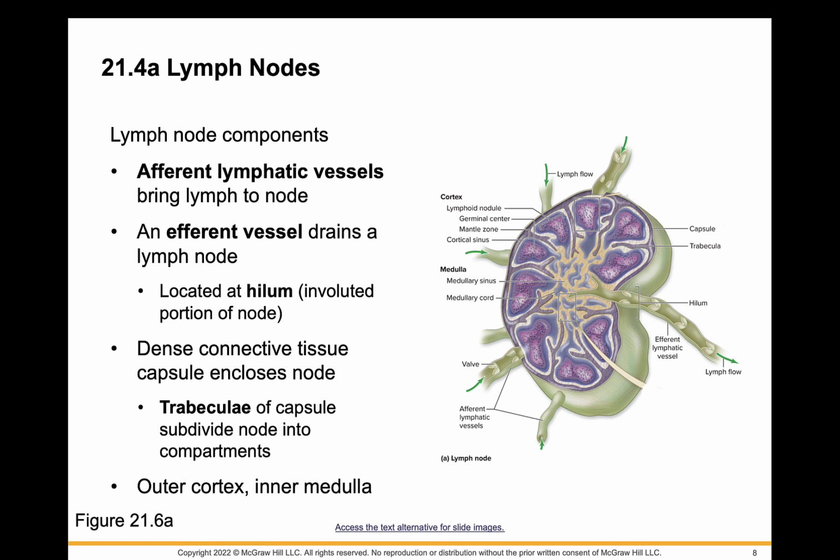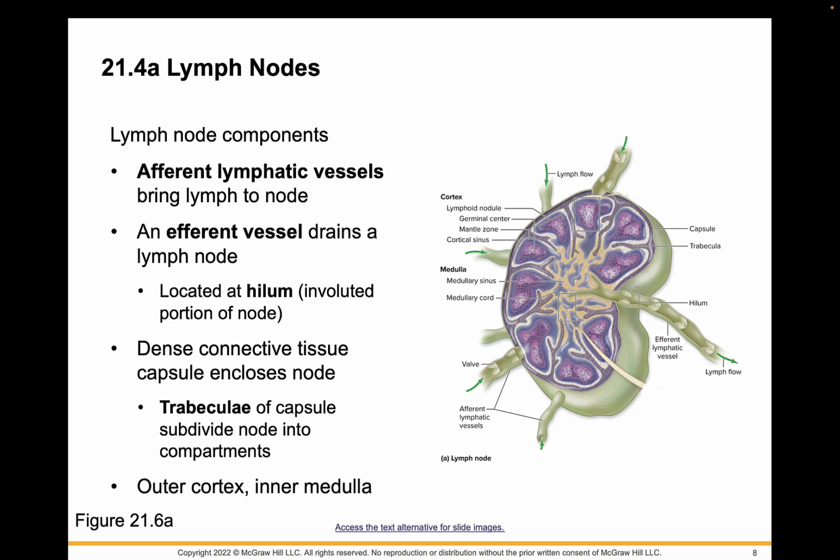You'll notice that there are many afferent vessels actually bringing lymph to the node, and there is only one efferent lymphatic vessel that is actually leaving the lymph node. So it's easier to get in than it is to leave. So lymph will actually accumulate and form a hydrostatic pressure, which will drive the filtration process.